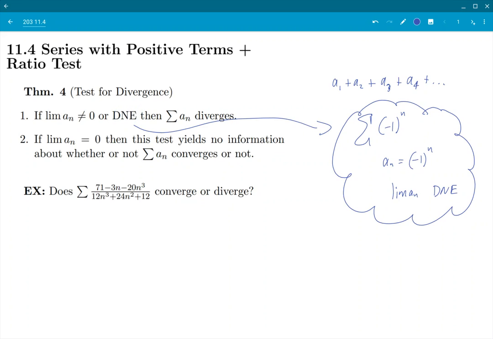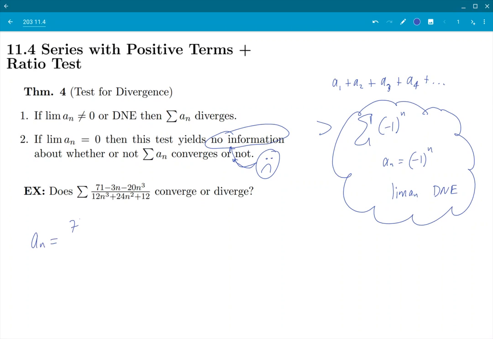Okay, so let's apply this. Pausing for a second to make note of part 2 here. If you get limit of a_n is 0, then that tells you absolutely nothing. So you are in a sad face situation. No information, sad face. Okay, let's try this example.